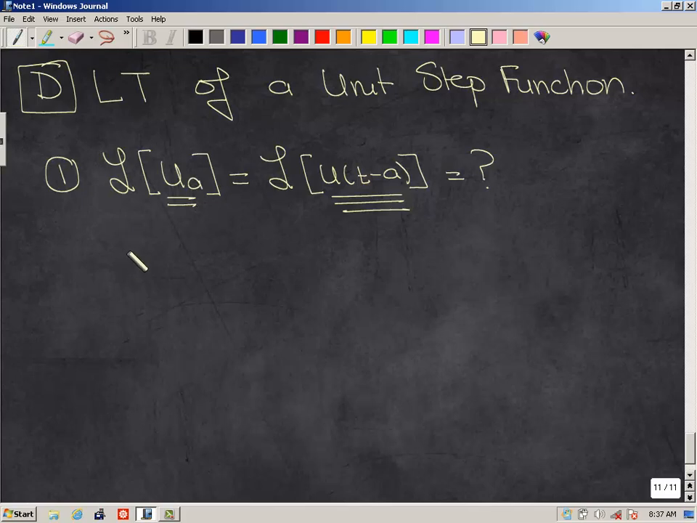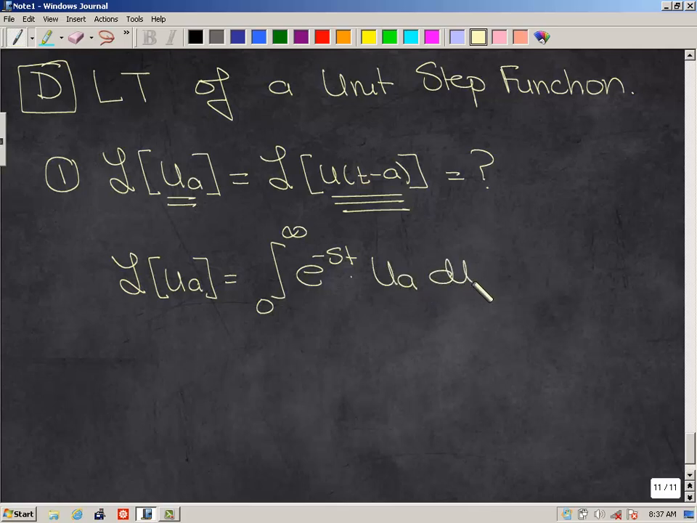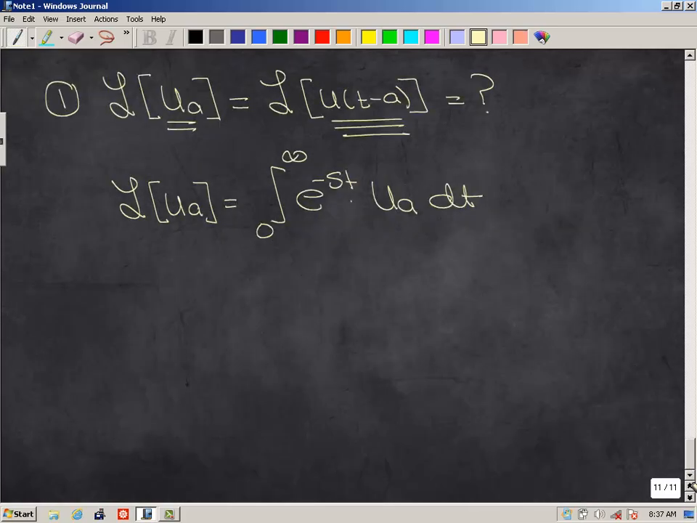All right. Since we've never done this Laplace transform before, we're going to start with the formal definition of the Laplace transform, which is this: 0 to infinity, e to the minus st times u of a dt. This is the formal definition. All right. So what does this mean? Well, but wait a minute. If you look at this function, how does it behave? It comes on at a, so until a, this function is 0. And then after a, it becomes 1.